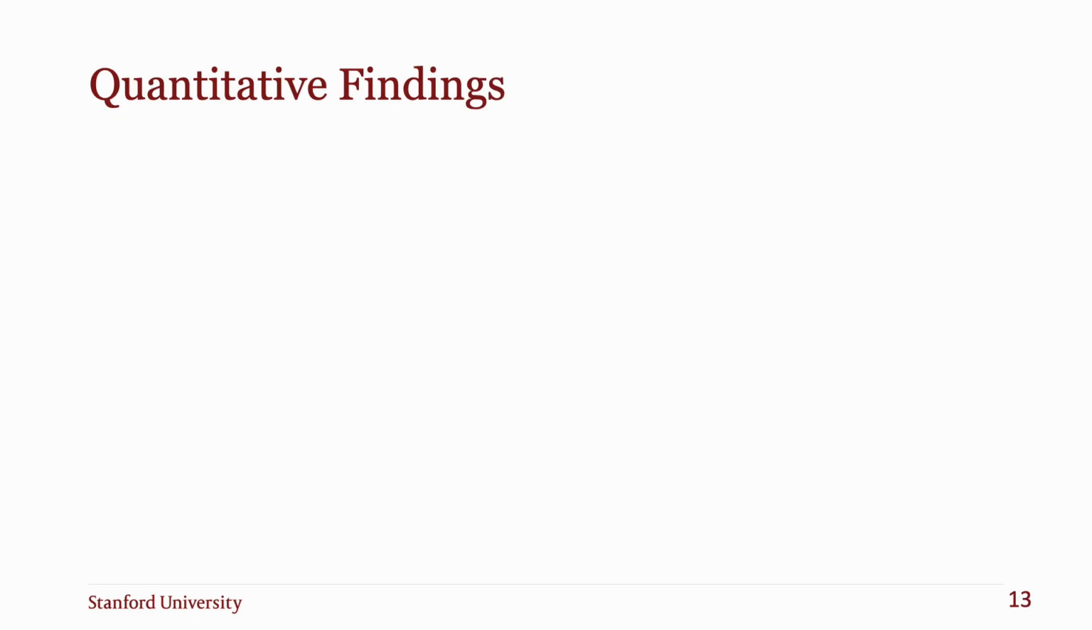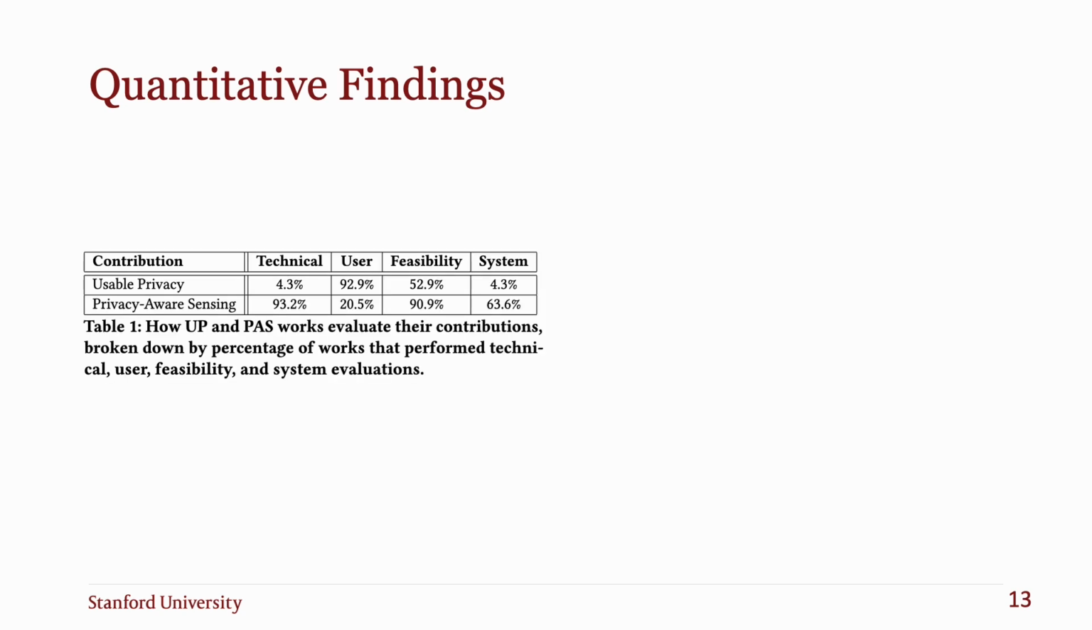These themes also appear in our quantitative findings and have clear consequences for how research is conducted. If we categorize works by their primary contribution, either usable privacy or privacy-aware sensing, we see a sharp divide in how each group evaluates their work. Almost all usable privacy papers evaluate their contributions with users, but they rarely include technical or systems-level evaluations. In contrast, privacy-aware sensing papers almost always perform technical and feasibility evaluations, and most also include a systems evaluation, but they infrequently assess whether users actually accept or understand the mitigation.